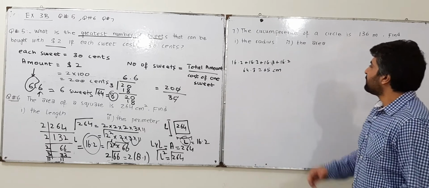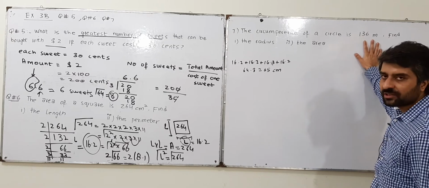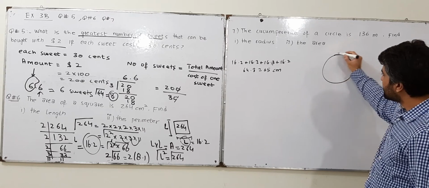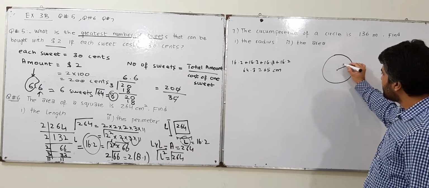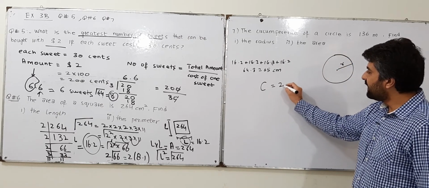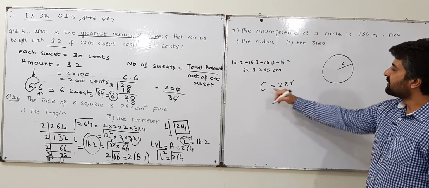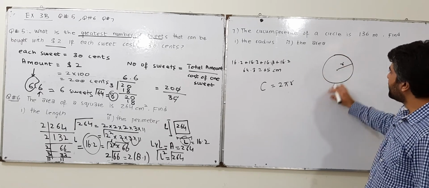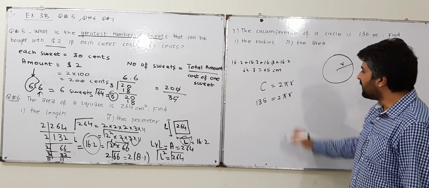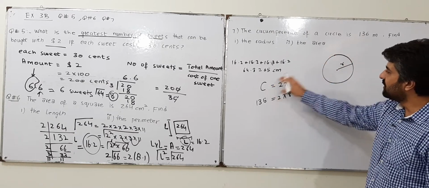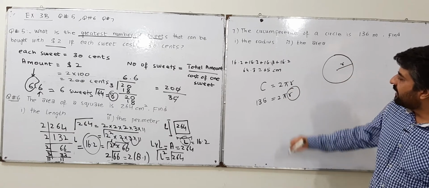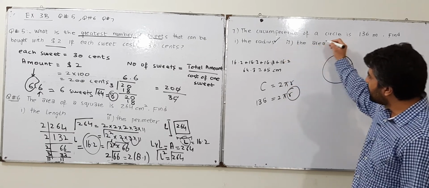The next one is: the circumference of a circle is 136 meters. Actually you have a circle like this, and this boundary is the circumference. This is the center of the circle, this is the radius of the circle, and this boundary is the circumference, represented by C, and that is 2 pi r. Circumference is 2 pi r, and that circumference is given: 136 is equal to 2 pi r. So you can find the value of r. By finding the value of r, you can find the radius, and then you can find the area.